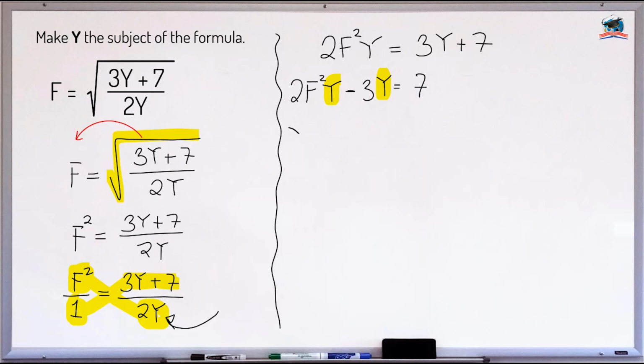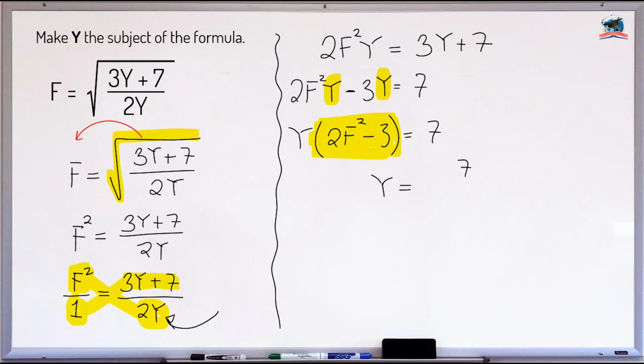We're going to have a y there, and we have an open bracket. We divide 2f squared y by y, and we will have 2f squared. Minus 3y divided by y, we're going to have 3. Okay, so here we got y open bracket 2f squared minus 3 is equal to 7. Now we move this to the other side, and when we move that, what do we get? We're left with y. We're making y the subject.